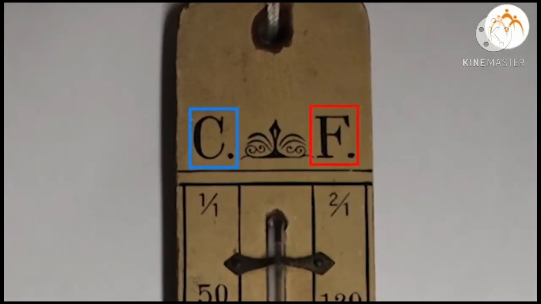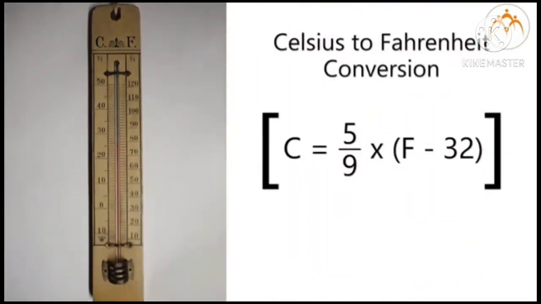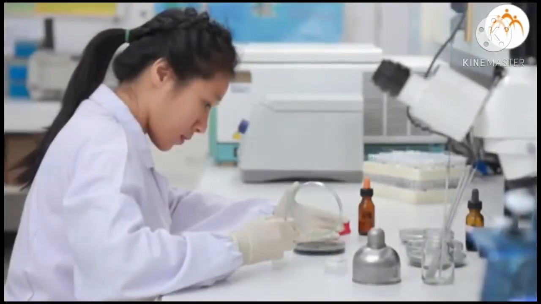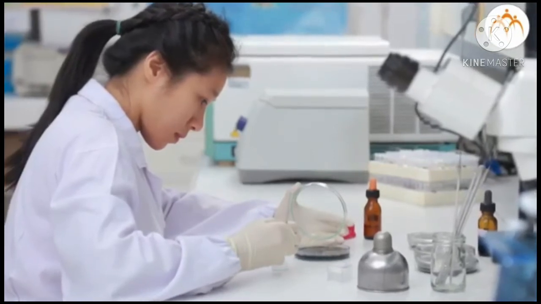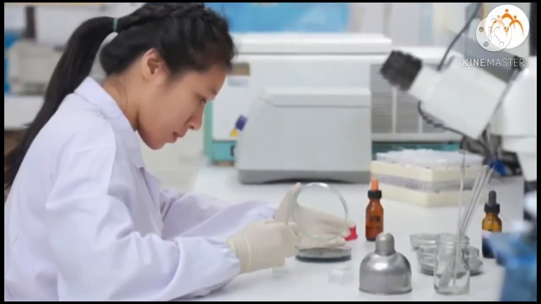We can use this formula to convert a temperature from its representation on the Fahrenheit scale to the Celsius scale. C equals 5 divided by 9 multiplied by F minus 32. The Celsius scale is in general use wherever the metric units have been accepted, and it is used in scientific work everywhere.